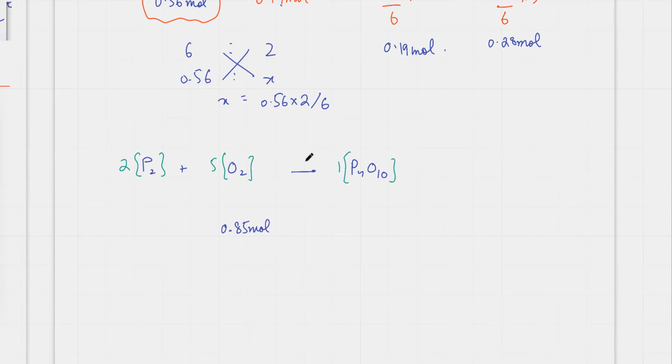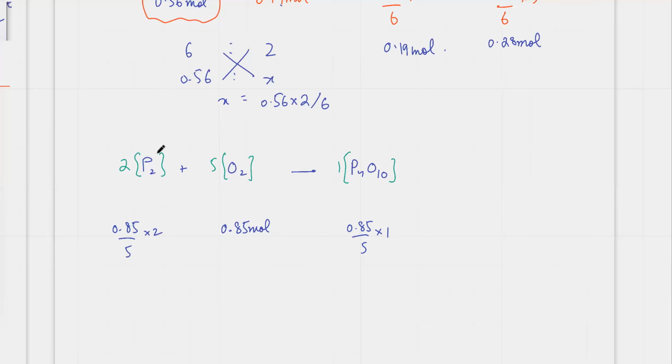Now you have to be quick. You can use ratios, but just be quick. If you know the moles of one substance, you can figure out the moles of all the other substances. It's going to be 0.85 divided by 5 multiplied by 1. If I want to find the moles of this thing, it's going to be 0.85 moles divided by 5 multiplied by 2.